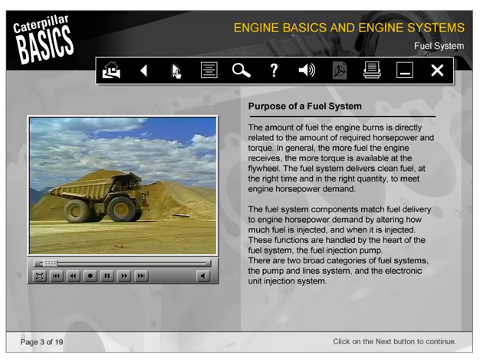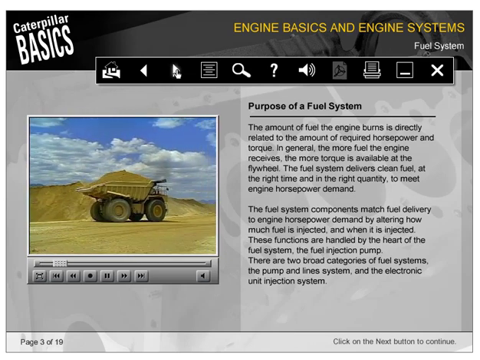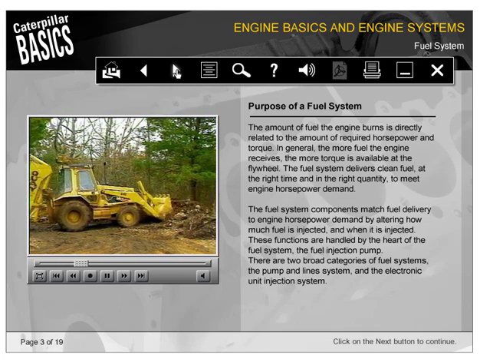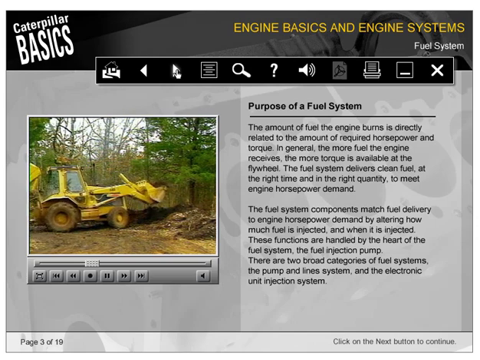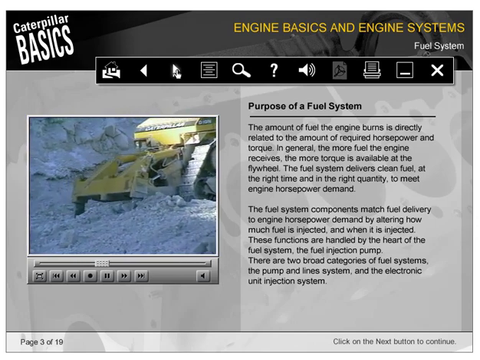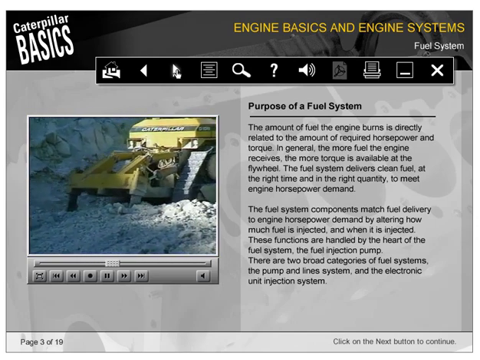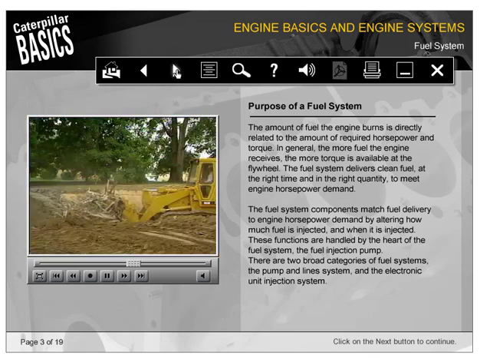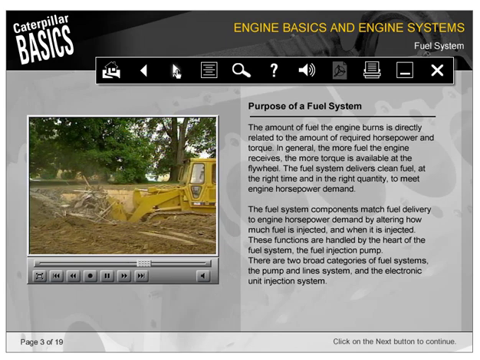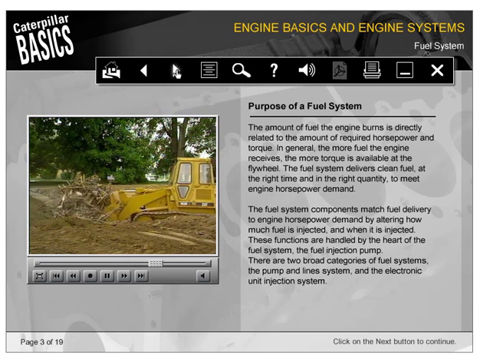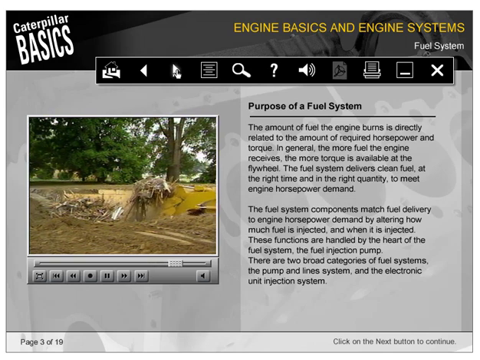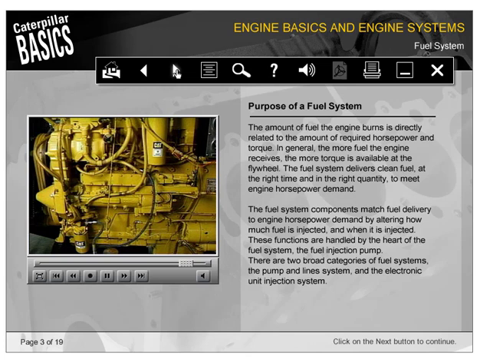The amount of fuel the engine burns is directly related to the amount of required horsepower and torque. In general, the more fuel the engine receives, the more torque is available at the flywheel. The fuel system delivers clean fuel at the right time and in the right quantity to meet engine horsepower demand. The fuel system components match fuel delivery to engine horsepower demand by altering how much fuel is injected and when it is injected. These functions are handled by the heart of the fuel system, the fuel injection pump.